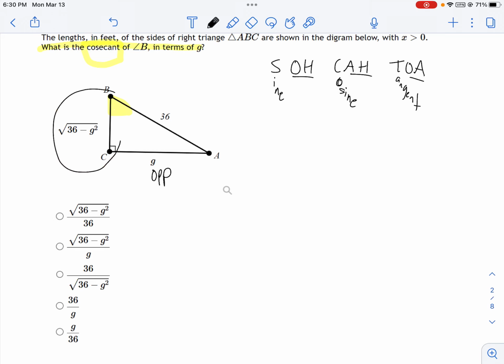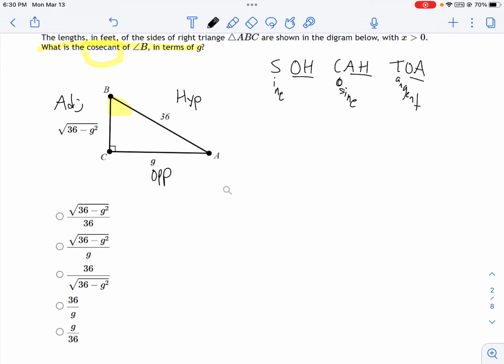Now we'll notice the square root of 36 minus G squared is literally adjacent to B. It's right next to it. And that is what adjacent means, if it's right next to it. So there you go, adjacent. Okay, and then always, always, always across from your right angle is your hypotenuse. Alright, and those are your three sides.